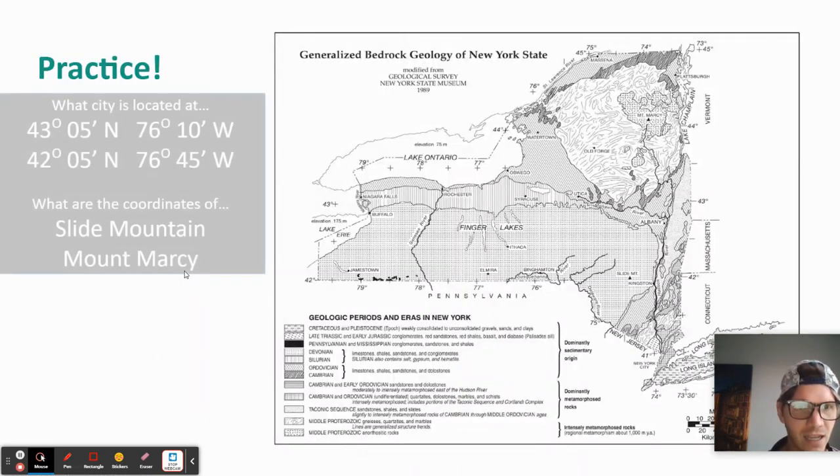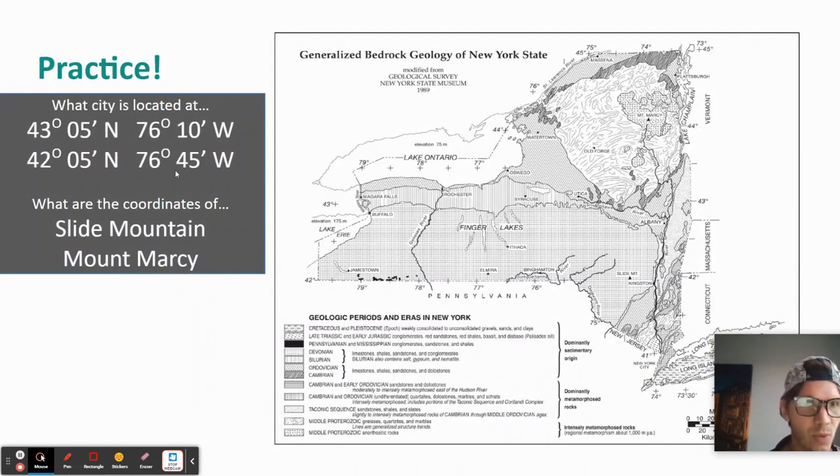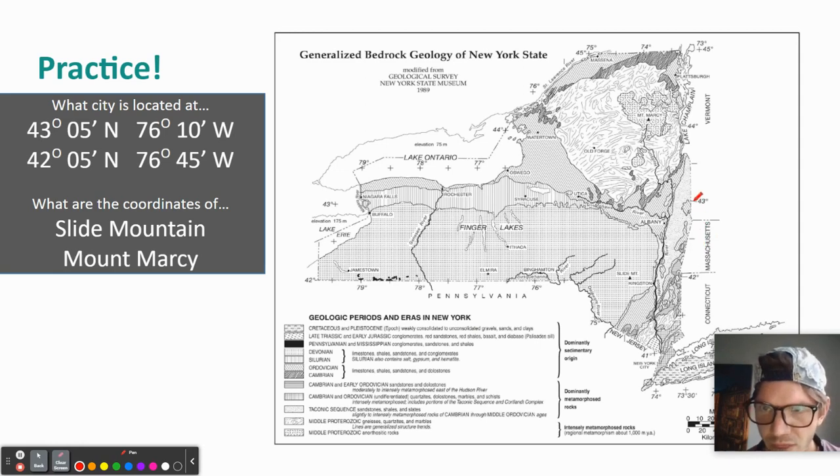Let's take a look at a couple more practice questions. So, what city is located at 43 degrees and 5 minutes north? So let's figure out where that's going to be first. So 43 degrees, that would be 30, 15, 7.5, so right about here even. So it could be Utica, Syracuse, maybe Rochester, maybe Niagara Falls.